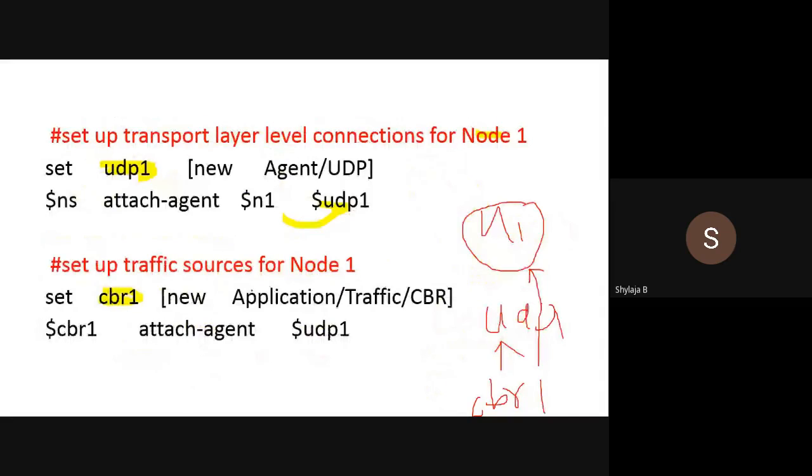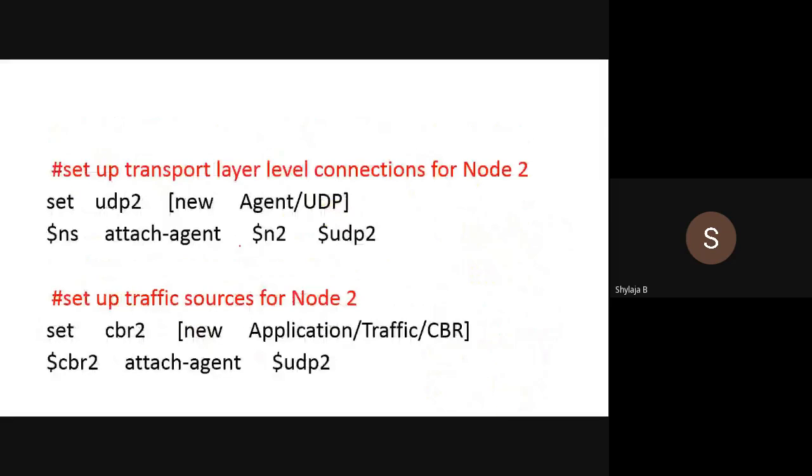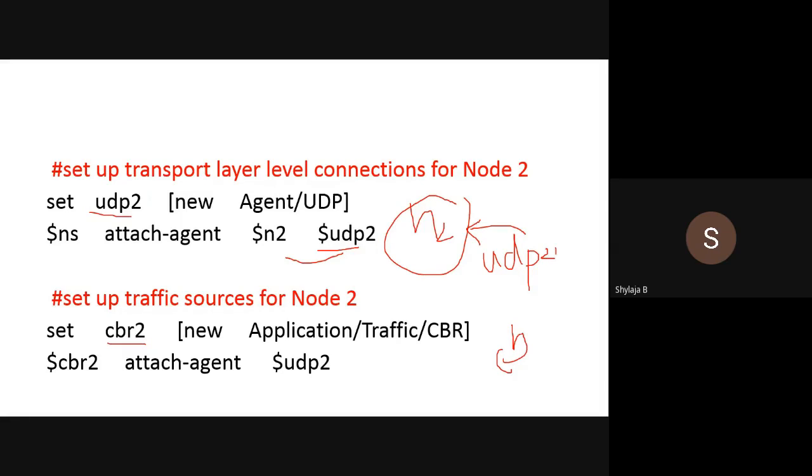After writing for node 1, for node 2 also we have to do the same procedure. First create a UDP agent, then attach the UDP agent to node 2. We have already created node 2. Then we are creating the udp2 agent and attaching udp2 to our node 2. Now we are creating a CBR agent by the name cbr2, and after that we are attaching cbr2 to the udp2 agent.